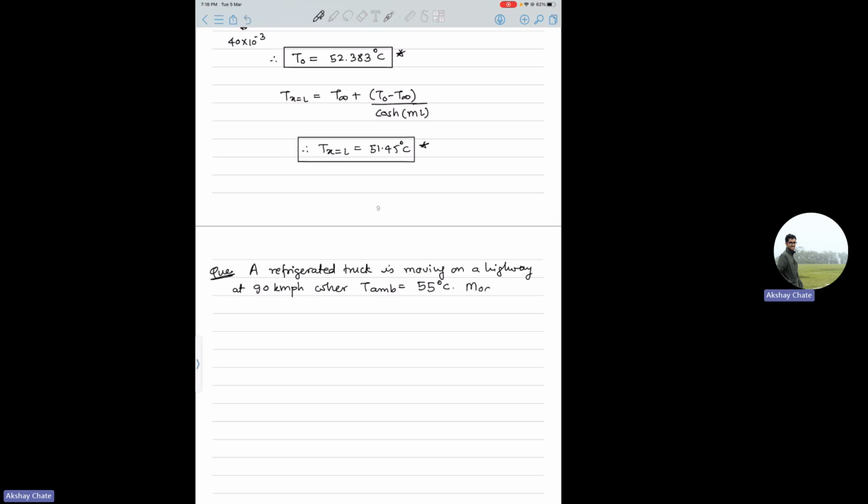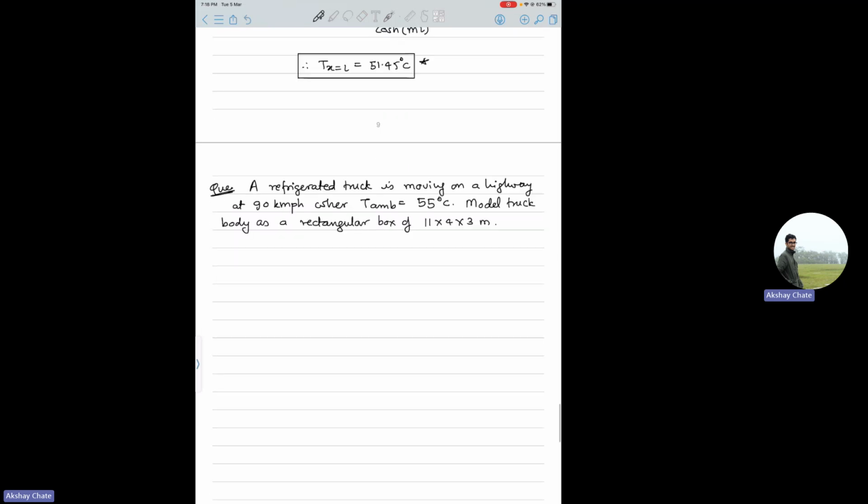And model the truck body as a rectangular box of 11 cross 4 cross 3 meter, and they have given a block diagram for the truck. So basically it looks like a big square, a big rectangle box.